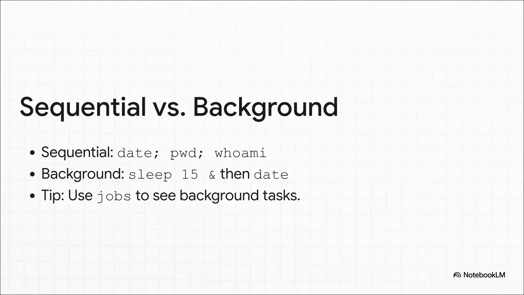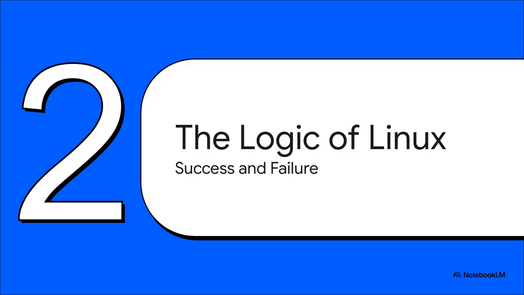Let's see how this actually works. In that first example, the terminal is going to run date, then pwd, then whoami, all in a row. Simple. But look at the second one. We're telling it to sleep for 15 seconds. But with the ampersand, it happens in the background. You get your command prompt back right away, so you can run date or anything else you want. So a good rule of thumb, semicolon for quick, independent tasks, and the ampersand for anything that would normally tie up your terminal. All right, we've got sequencing down.